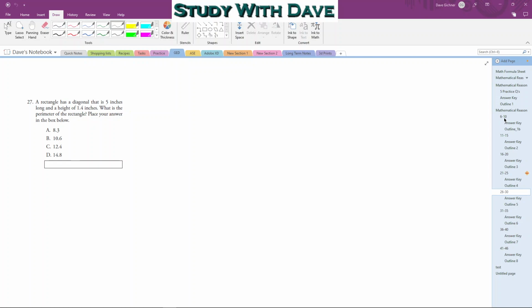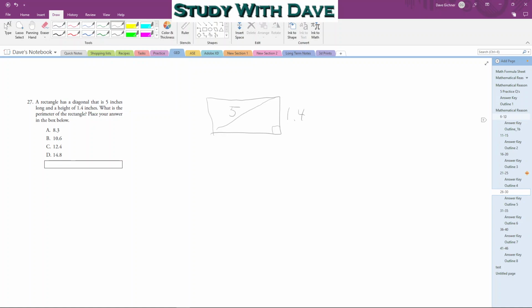Well, let's go ahead and draw this. So it looks something like this. And my terrible rectangle, but you get the idea. So the diagonal is 5 inches, so we'll say the hypotenuse is 5, and obviously it's a rectangle, so it's a 90-degree triangle, or a right triangle. And the height is 1.4 inches.